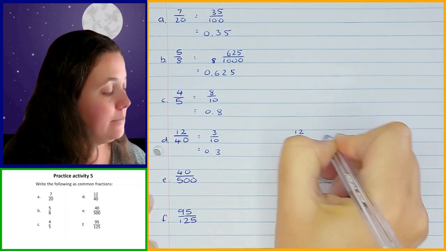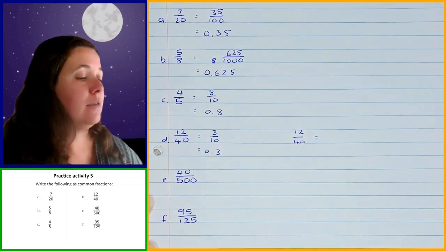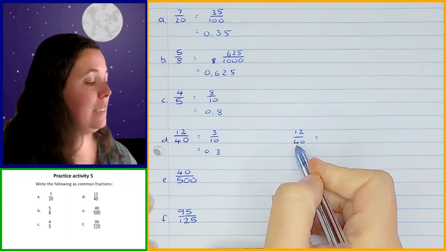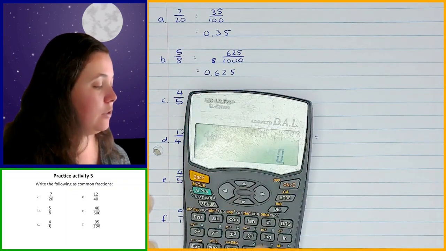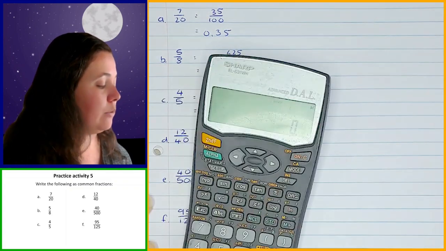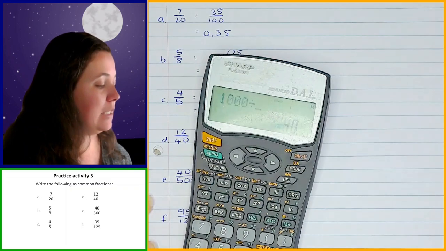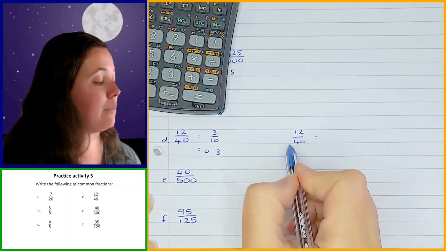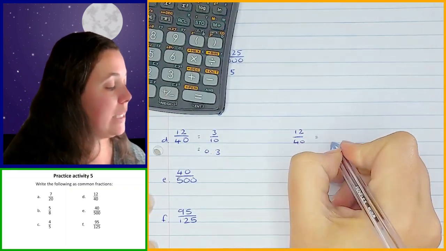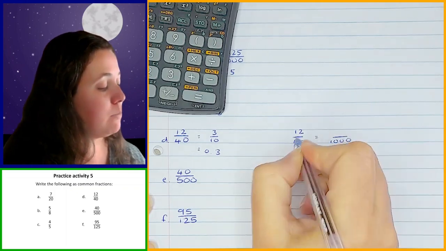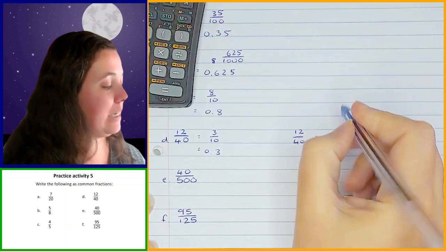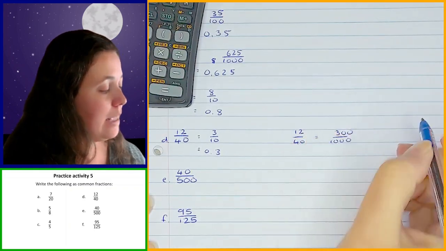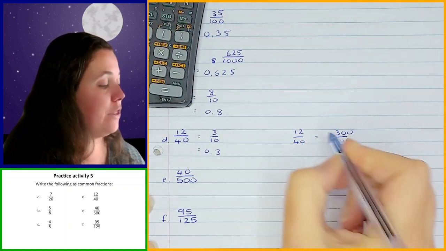12 over 40 is, if I multiply 40 by 25, then I will get 1,000, since 1,000 divided by 40 is 25. So I need to multiply my 12 by 25 as well. So 12 times 25 is 300. So that is 300 over 1,000.